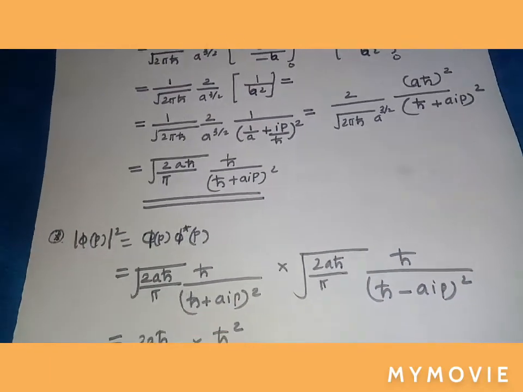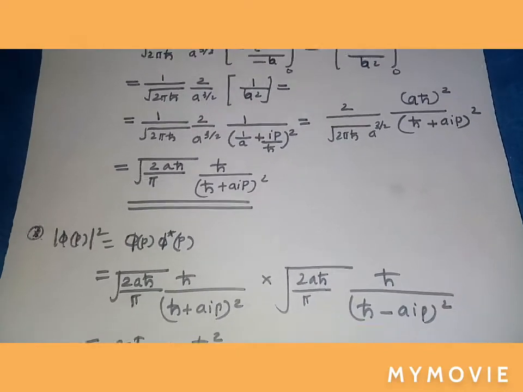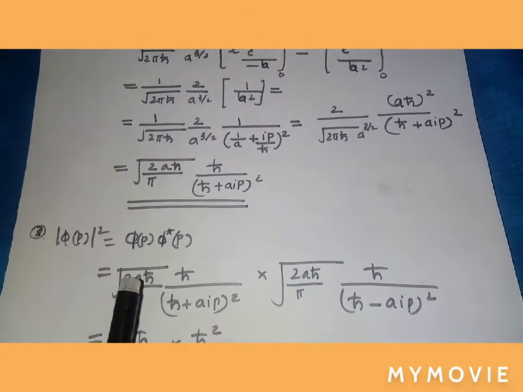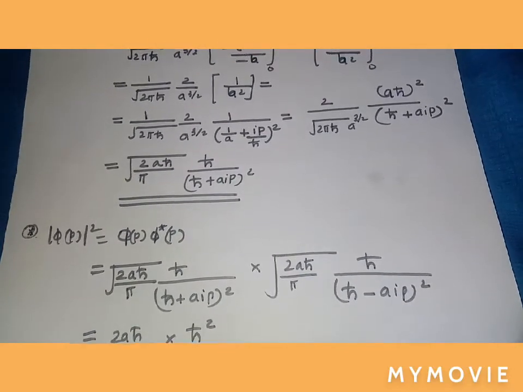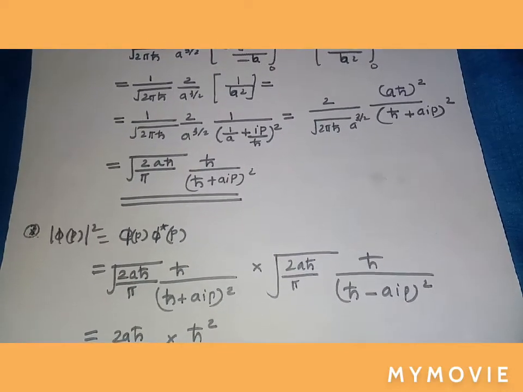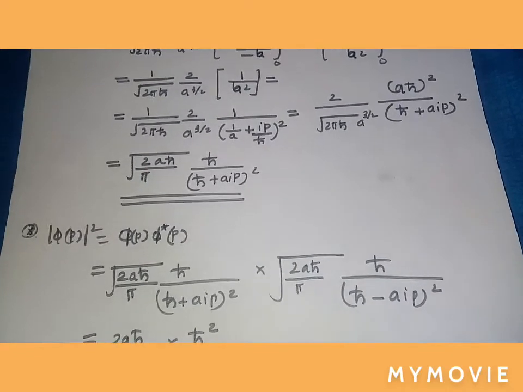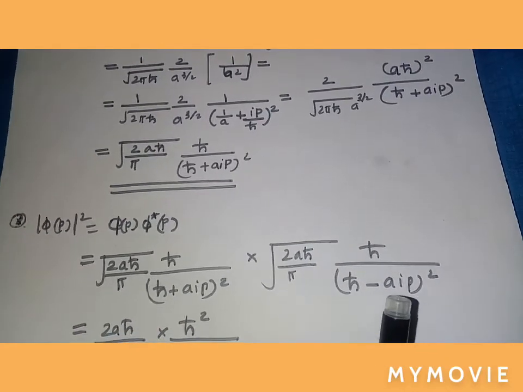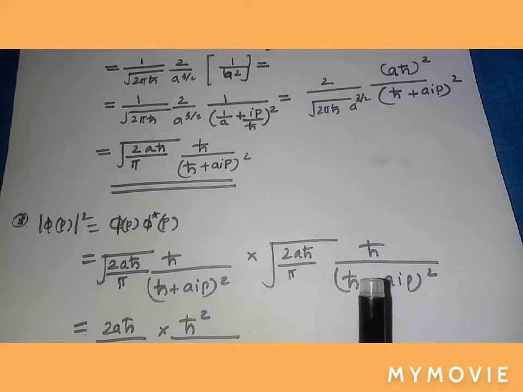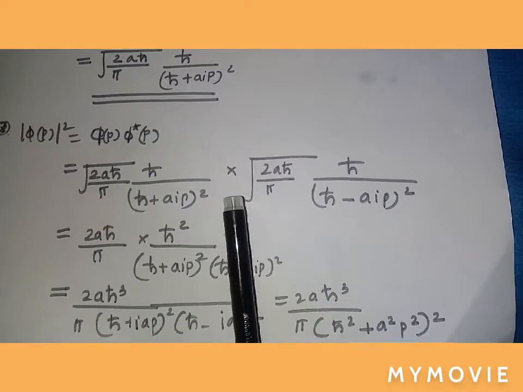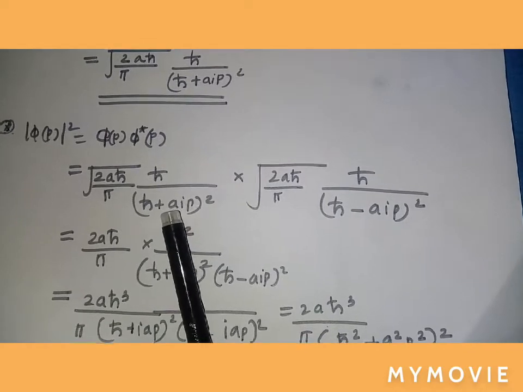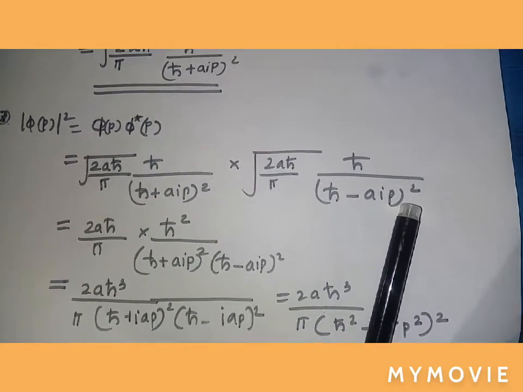Next we go to find phi of p mod square, that is phi of p into phi star of p. Phi of p is given by the formula here. So phi of p into phi star of p means just the conjugate of the function. So we take the sign change only in the imaginary part. So we get h cut minus a i p mod square, only that changes, and after multiplying, we know that (a plus b) whole square into (a minus b) whole square.